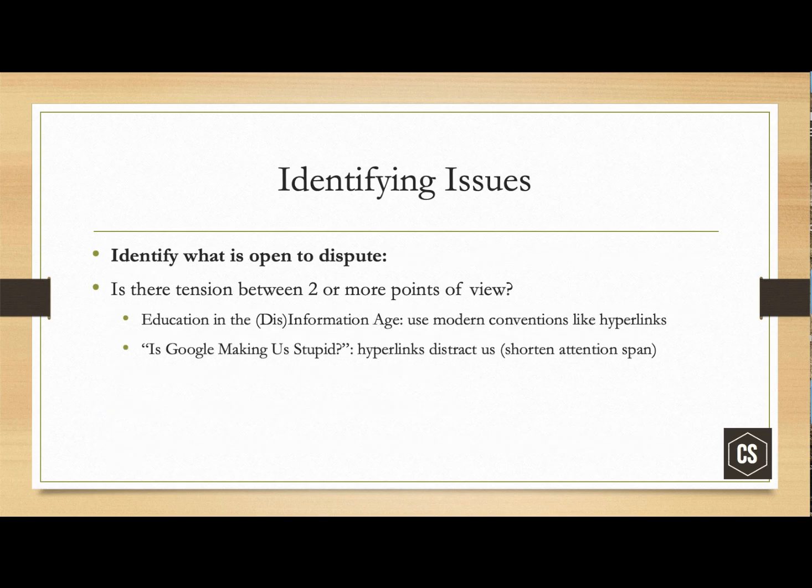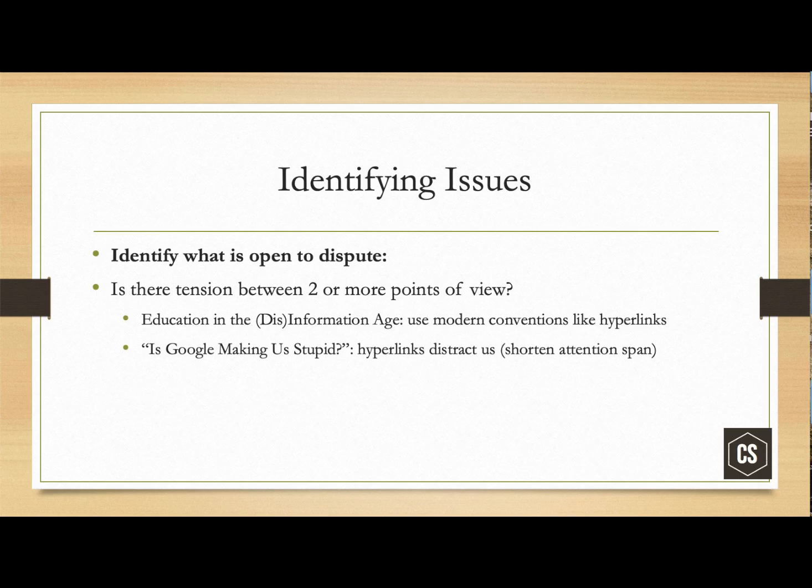When you have an issue that you want to talk about, the first thing you want to do is figure out what is open to dispute. In other words, what questions can be asked. Some things are just a cold, hard fact. COVID-19 is a virus that is now a pandemic across the globe. That's a fact. That is not open to dispute, unless you're a science denier, but that's a whole different topic, and you can deal with that in your science classes.